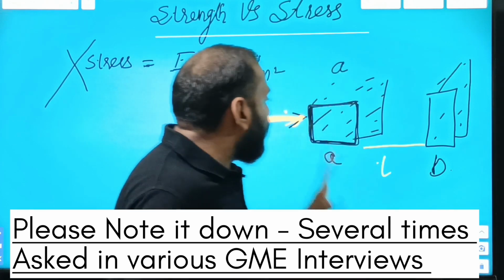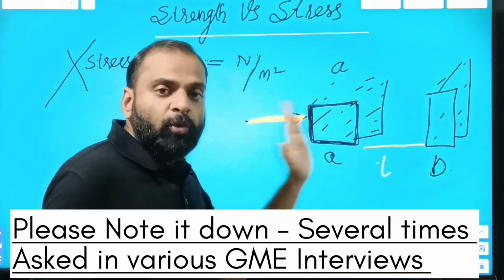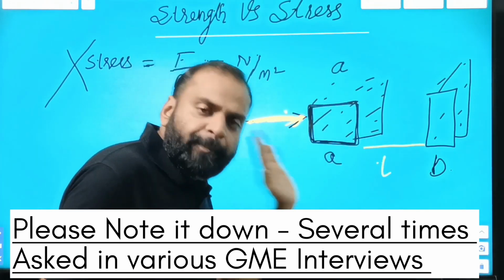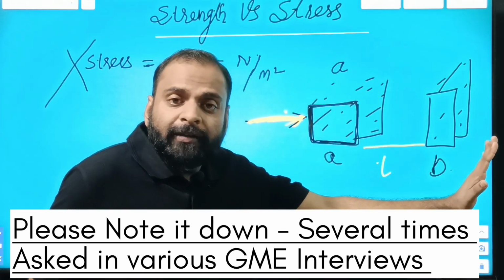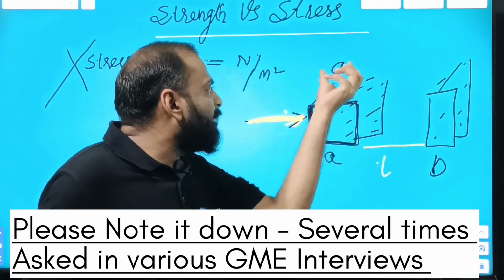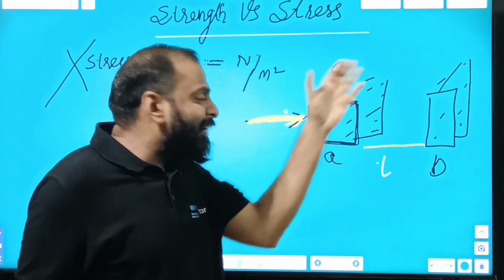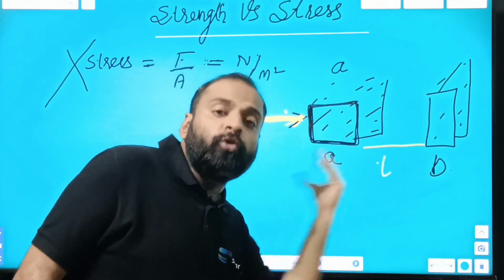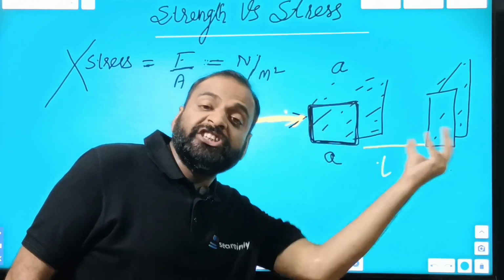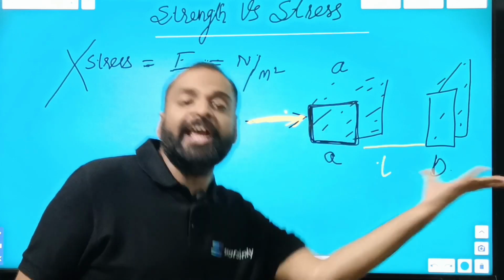Clear? If I am applying a force on this body, keep applying, and after some time this body is displaced from point A to point B, so this body has cross-sectional area A. And I apply some force, so the body is displaced, there is motion. So in this case we will not call it stress. We can't say this is stress.